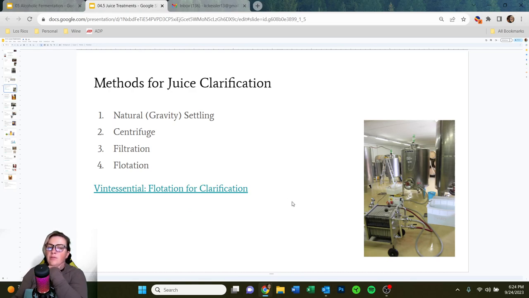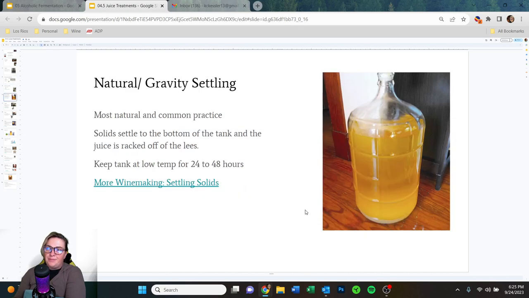Okay, so there are different methods for juice clarification. Natural gravity settling is what we used in class. There are also some larger scale and expensive equipment you can use that are fantastic, like a centrifuge. We're also going to talk about filtration and flotation, which is a lot of fun, and I have a really cool article here on flotation if you'd like to learn more about that. What we have in this picture is a plate and frame filter, quite literally filtering out the juice before fermentation.